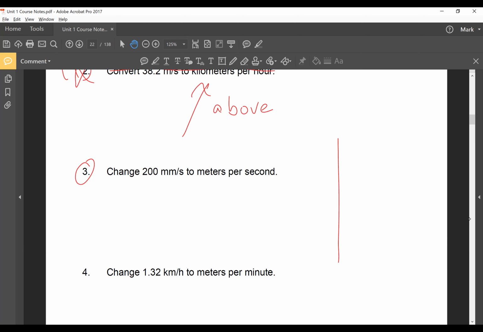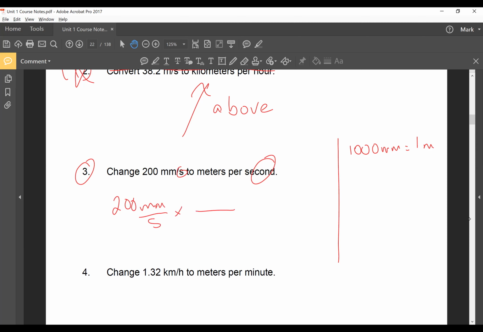200 millimeters, well, I know I need to change millimeters to meters. So I know that there's 1,000 millimeters in 1 meter. And I'm going from seconds to seconds, so I don't need to worry about that. This is actually a pretty easy one. So 200 millimeters per second.